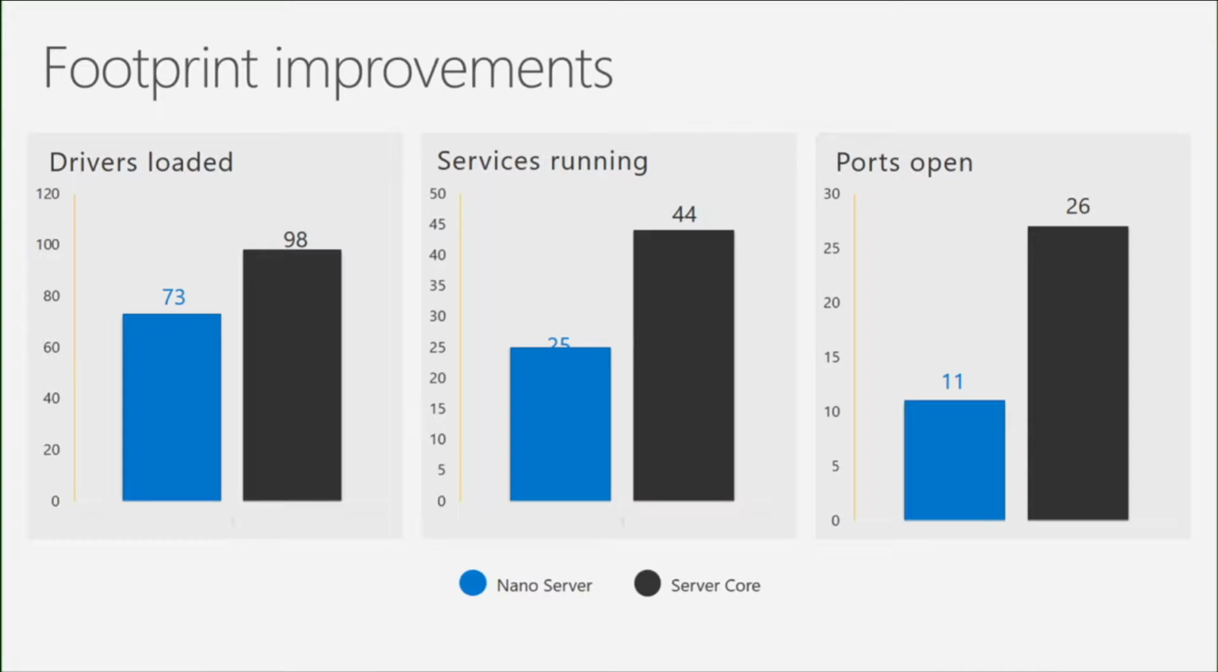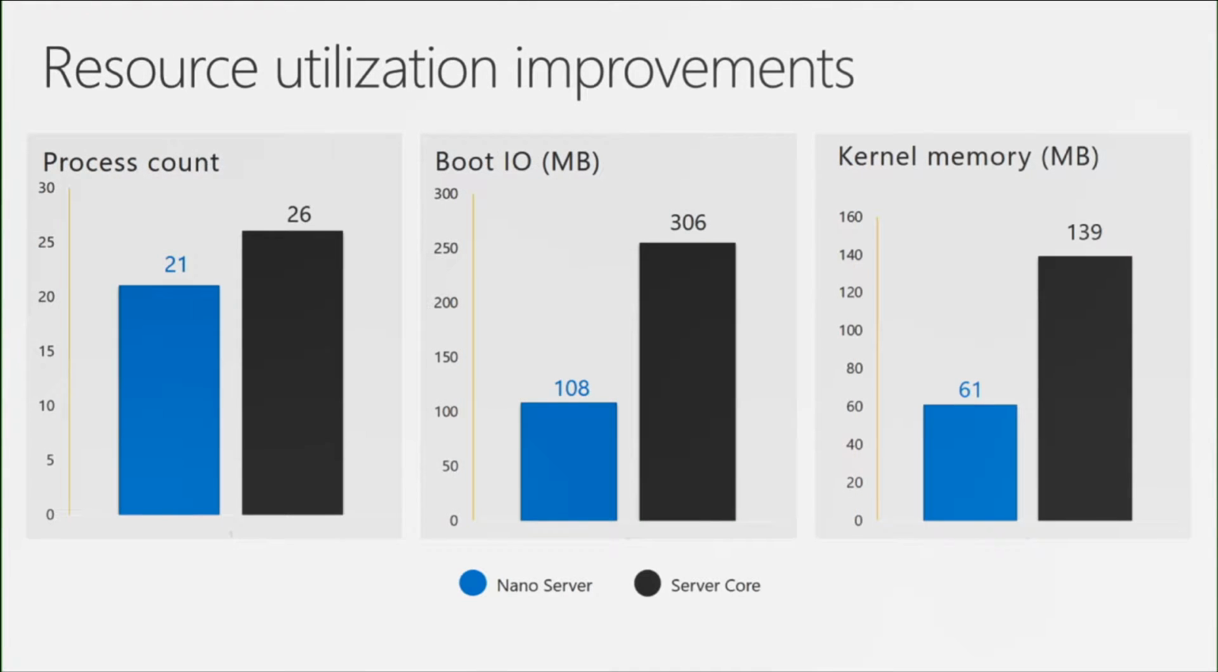So if you take a look at this screenshot, this is comparing Nano Server versus Server Core on Technical Preview 4. You have to start with fewer drivers. What does that mean? Well, there's fewer components to attack, and it's going to boot faster. There's fewer services that need to run on it. So that means it's more efficient. It can start faster. Fewer pieces to attack. Fewer ports are open. Again, a smaller attack surface. Fewer processors running. It's going to be more performant.